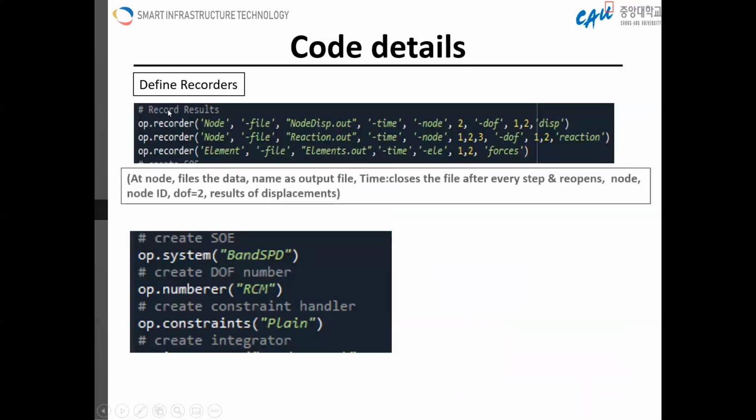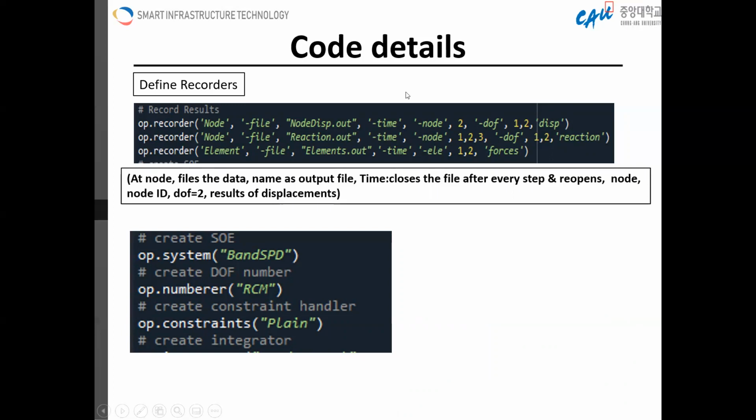The command for recorders is as follows. If you want to record the output on nodes, you define it as node, and then if you want to save it in a file, you define it as file, node displacement dot out. And this is going to close the file after every step and then reopen it. Whenever you run the analysis, it is going to close it, open it, and then close it.